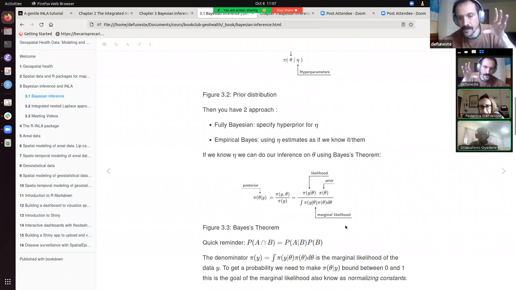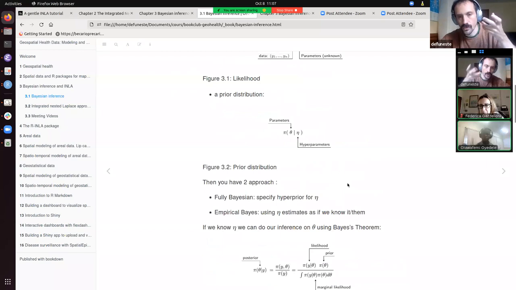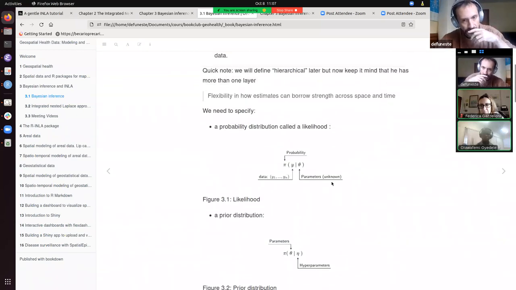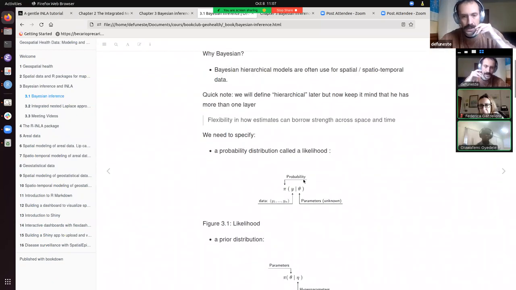This is the same theorem that is used to do some approximations. The likelihood, the marginal likelihood, the posterior, the prior, the easiest parts, are all the parts that are used to build INLA. But let's go simple first.